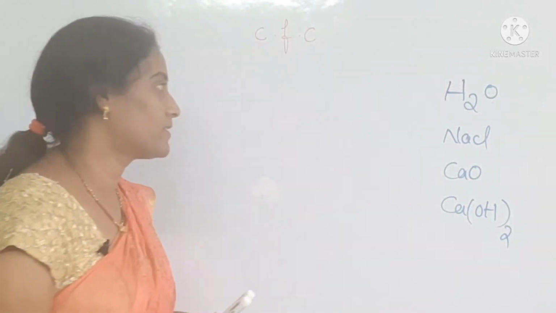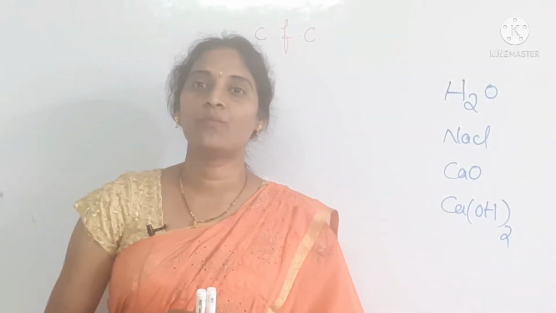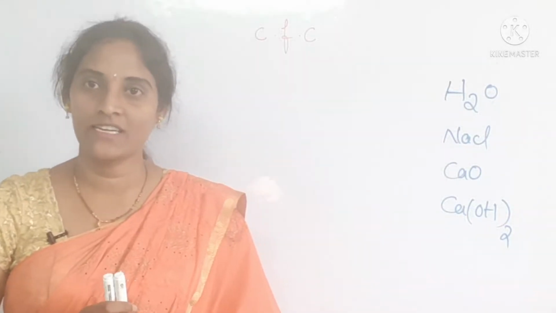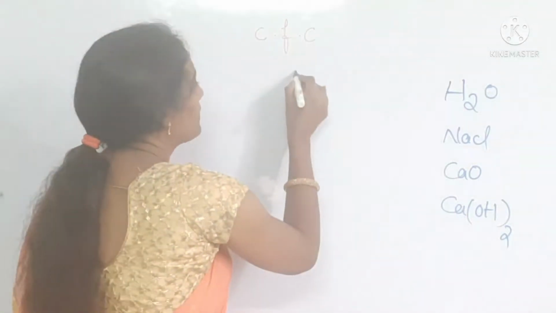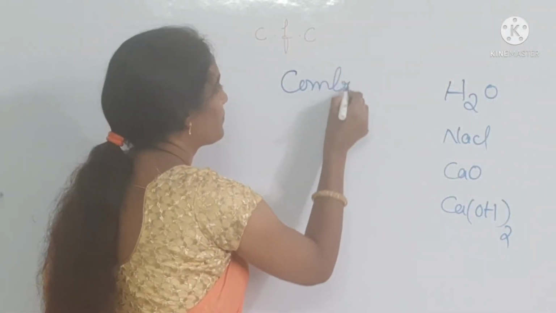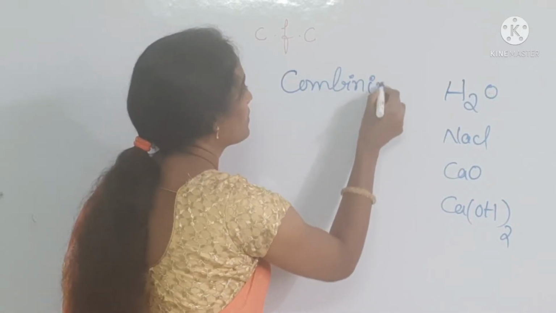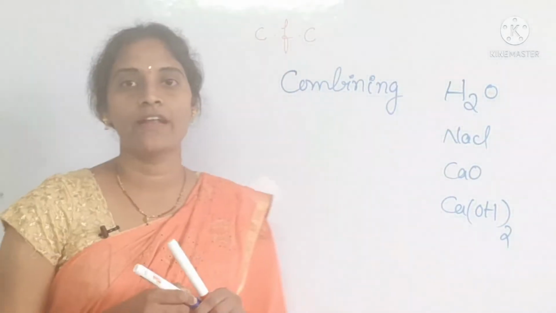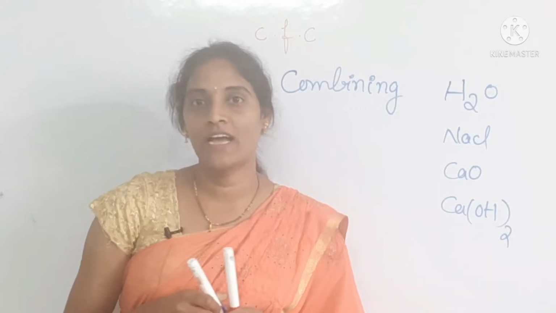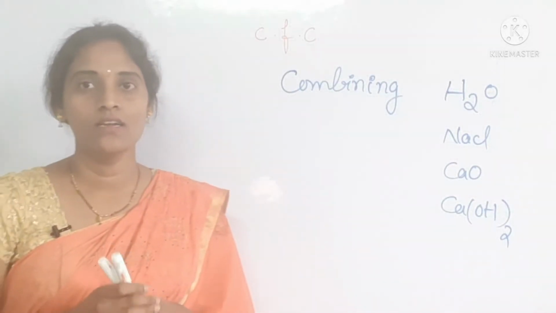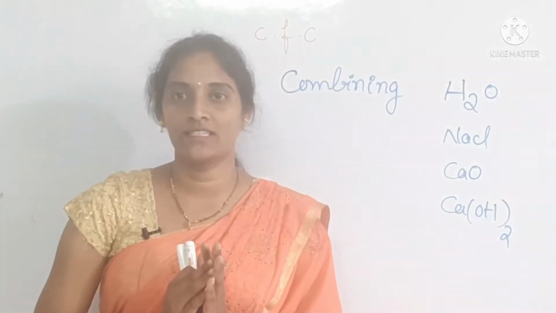Now, going to valency. What is valency? The combining capacity of an atom is nothing but valency. The combining capacity of an atom is known as its valency. To explain this, I want to tell one example.